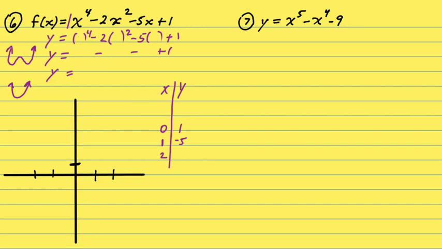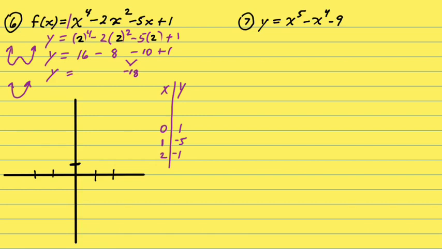I'm going to now put in a 2. 2 to the 4th is 16. 2 times 2 is 4, times that 2 again is 8. 5 times 2 is 10. So you have a negative 18 plus 17. I think that becomes a negative 1.